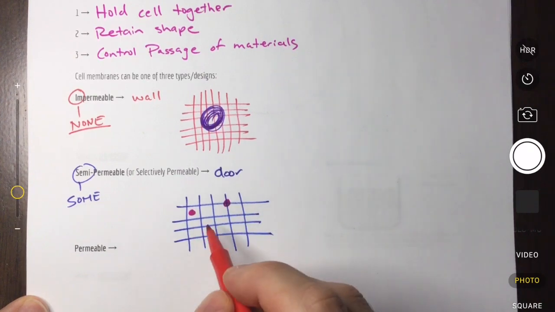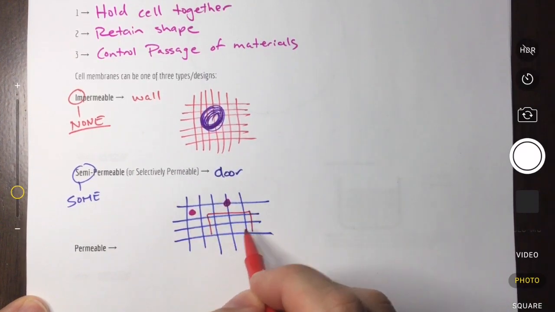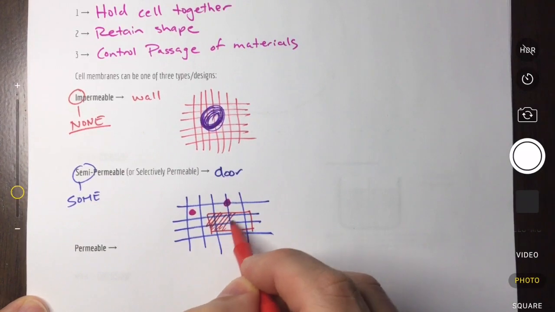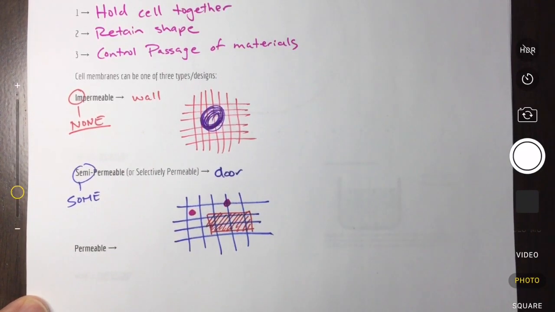If I had something that was a different shape and size, let's say I had something that was like this, obviously it can definitely not fit through that selectively permeable cell membrane, because based on the shape, the size, and the direction that it's hitting that cell membrane, it is not going to be allowed through.